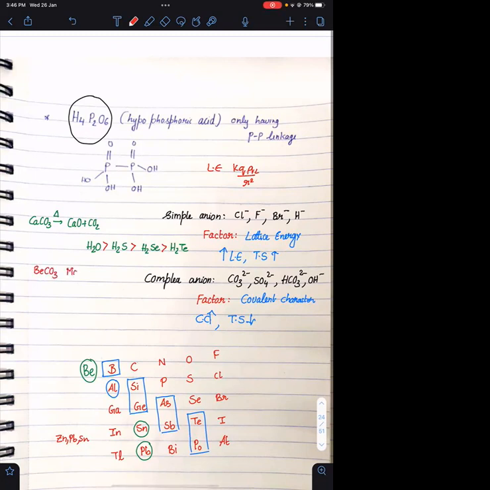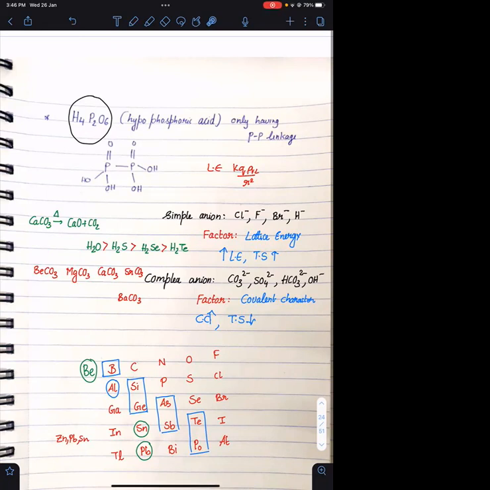BeCO3, MgCO3, calcium carbonate CaCO3, strontium carbonate. You can also take barium carbonate. Place nahi hai yahan pe, wo nahi le raha hu. To le lete hain. Barium carbonate. Down the group, as the size of the cation is increasing, sab mein carbonate hi hai.